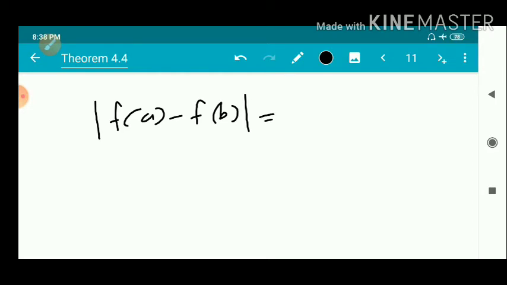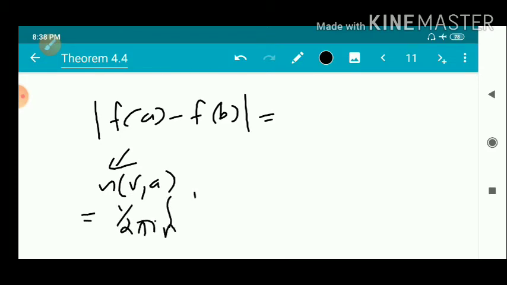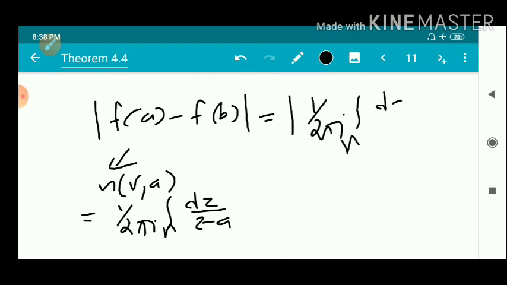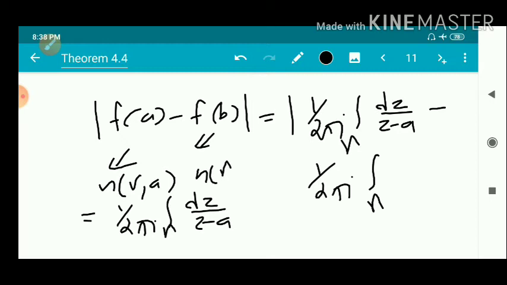That's equal to f of A, which is n of gamma A, equal to 1 by 2 pi i integral over gamma dz by z minus A. That's the equation. So this is modulus of 1 by 2 pi i integral over gamma dz by z minus A, minus f of B, which means 1 by 2 pi i integral over gamma, n of gamma B dz by z minus B.